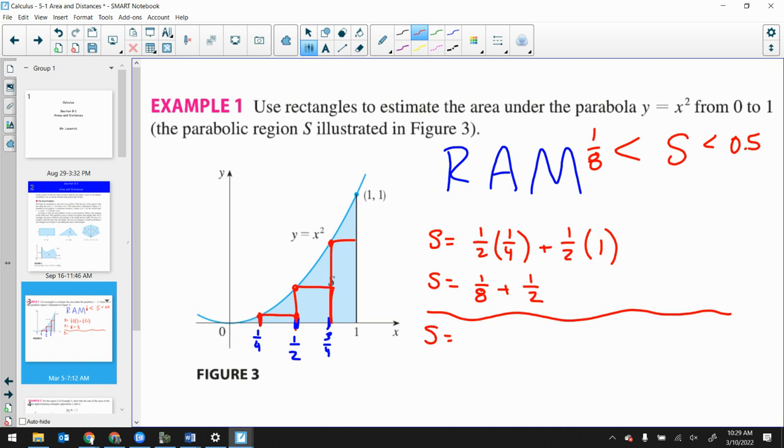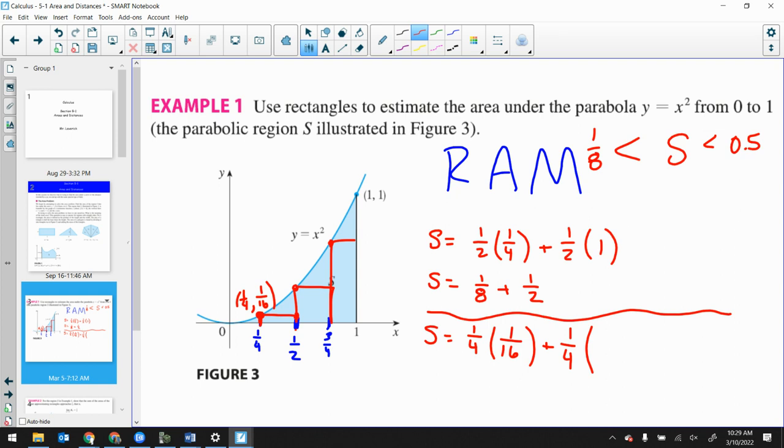What's the distance in here, though? From 1/4 to 1/2. 1/4, right? 1/4 times, well, what's the height of this rectangle? What's the coordinate? 1/4 comma 1/16. So the height of that rectangle is basically the y value. The next rectangle up, what's the width? 1/4 again.